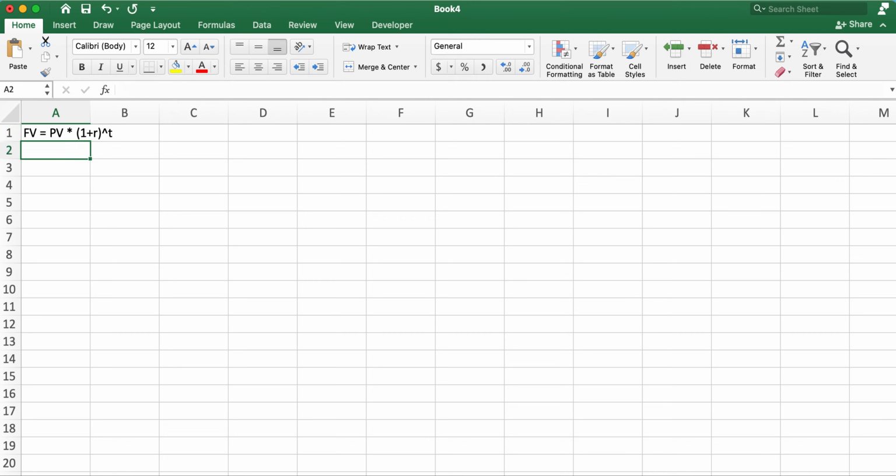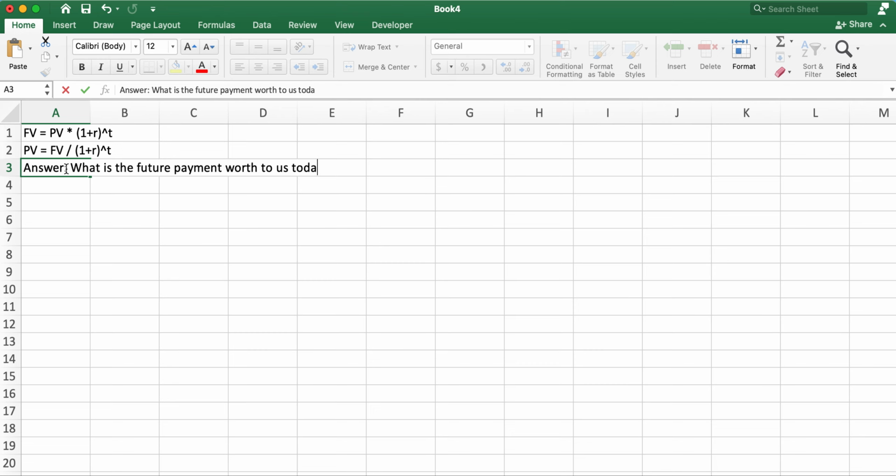Now we're going to rearrange this formula so that we say present value is equal to the future value divided by 1 plus our rate to time. So it's going to answer the question, what is the future payment worth to us today? And often we know what future payments are going to be, and we want to know what's a fair price for that investment today. So let's take a look at how do we actually calculate this, and then we can talk about some relationships that we will see.